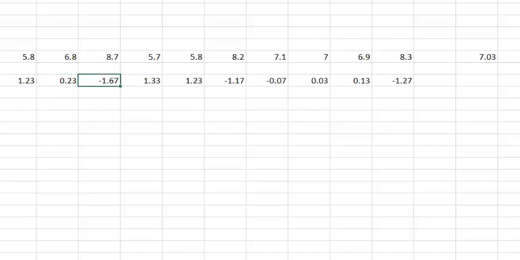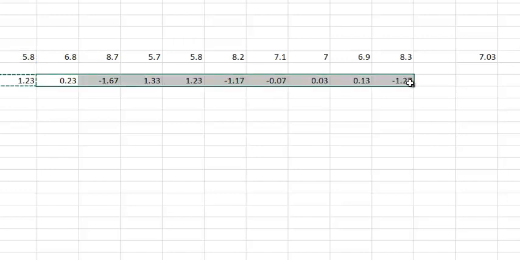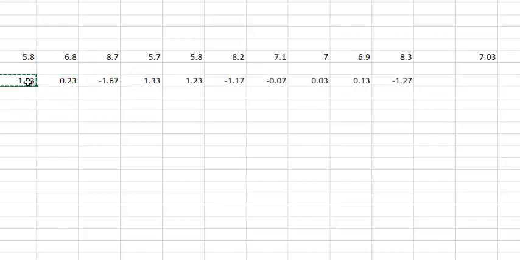This is 1.23 below the mean, and these are all actually above the mean. Actually, the way I really should have done it, I'm going to change it. I'm going to take for each one 7.03 minus whatever is in this box. That's probably a more correct way of doing it. I'm sorry, the opposite. I'm going to take whatever's in this box, minus 7.03.